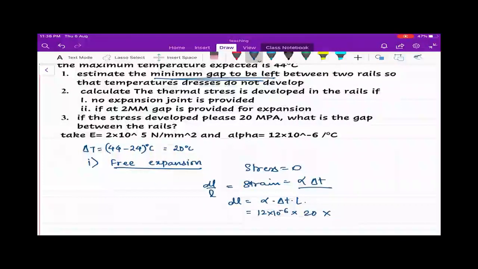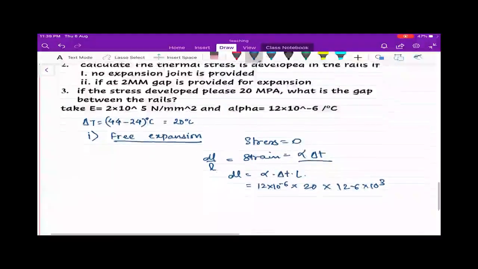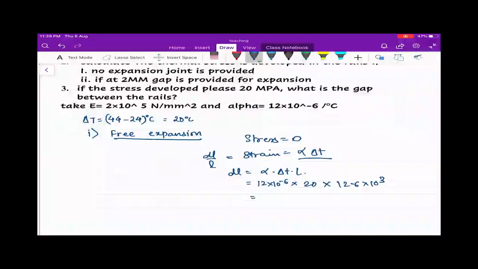your length. How much is the length given for a bar? For a rail, the length is given as 12.6 meter. We will convert it into mm, so it will be 12.6 into 10 to the power 3. If we calculate this, the answer will be 3.024 mm. So if we are providing a gap of 3.024 mm for a single rail, what will happen? No thermal stress will get generated in this case. Okay, so this will be our first part.